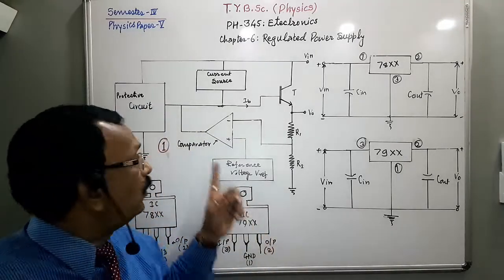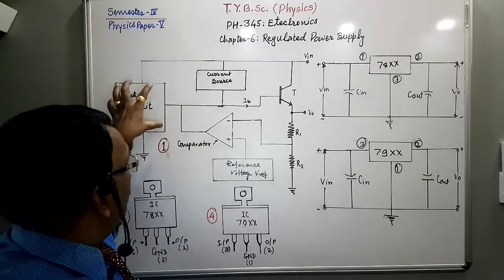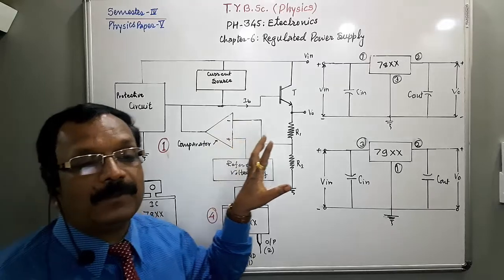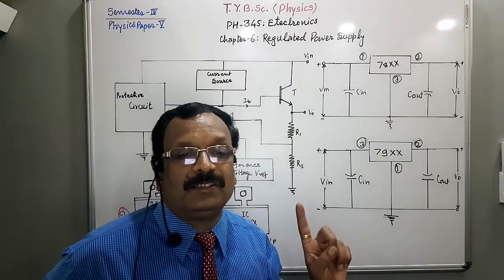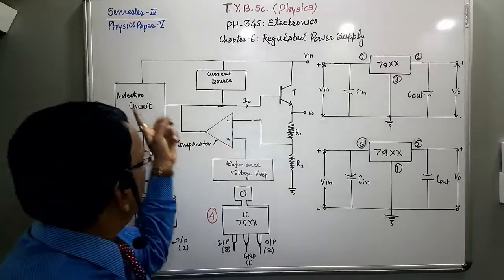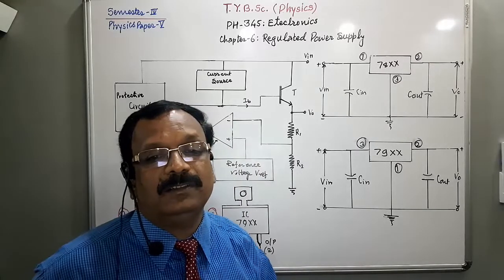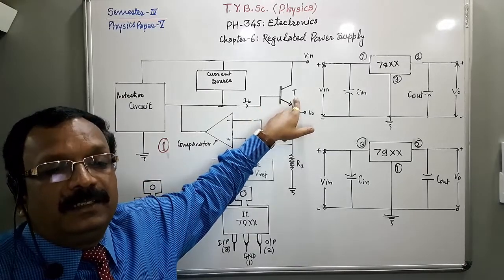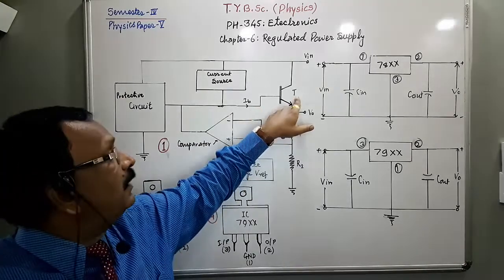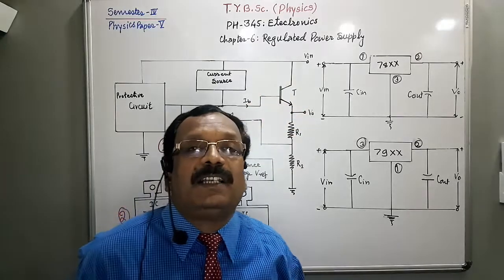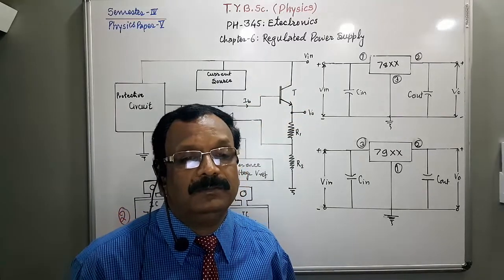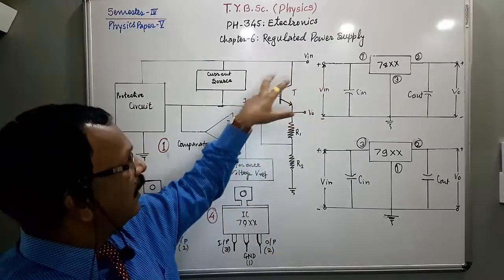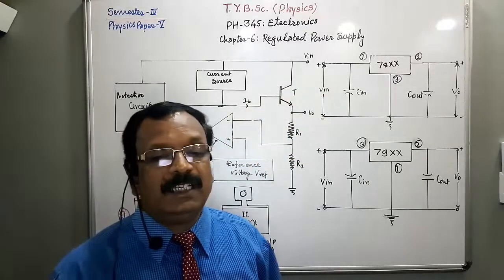The main function of the protective circuit is to protect the whole IC from any damage. The protective circuit controls the base of this transistor T. This transistor T is called the series pass transistor, and the protective circuit controls the base current, that is IB, of this series pass transistor.